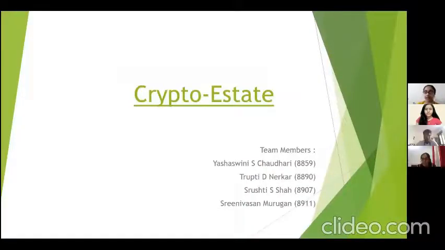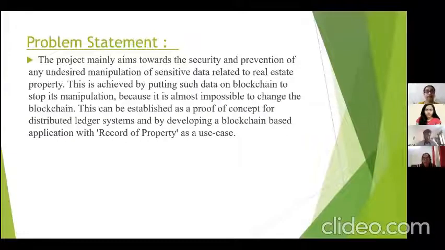Thank you. This is Crypto Estate and the team members are Yashaswini Chaudhary, Trupti Nilkar, Srishti Shah and Srinivas Murugan. The problem statement is that the project mainly aims towards the security and prevention of any undesired manipulation of sensitive data related to real estate property.